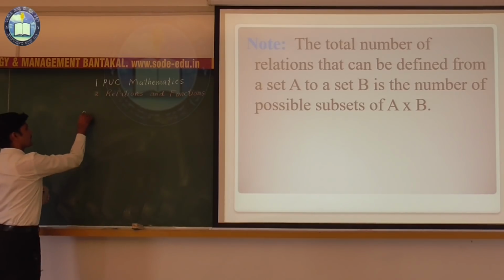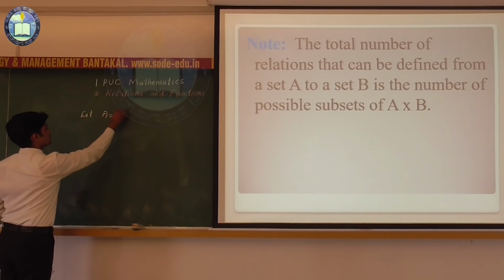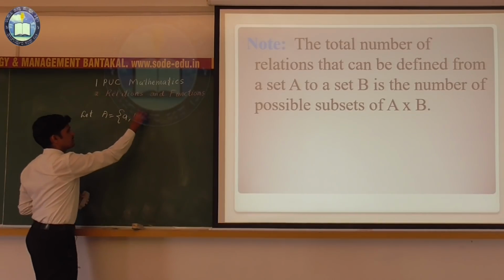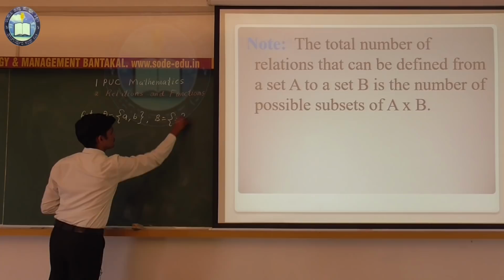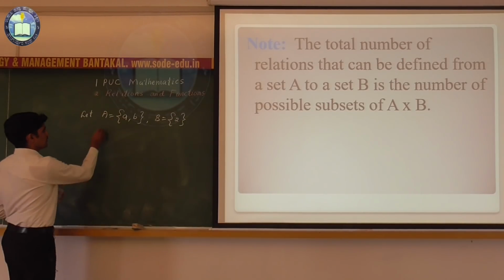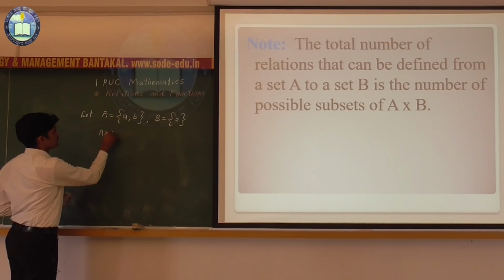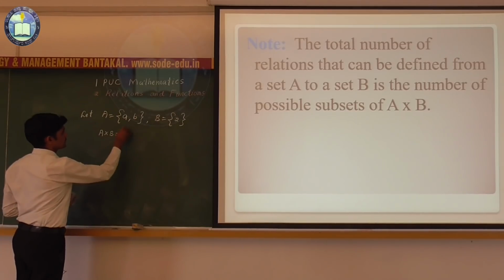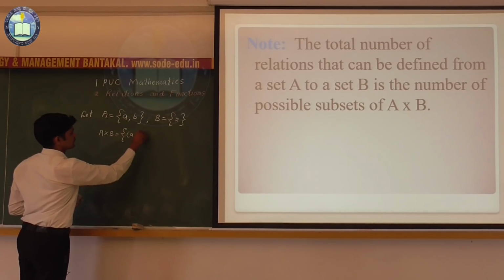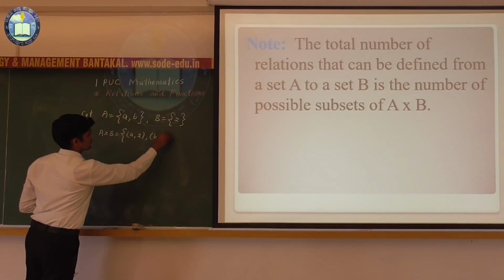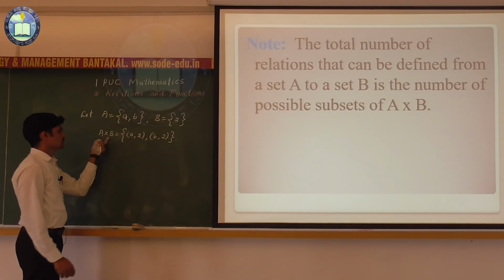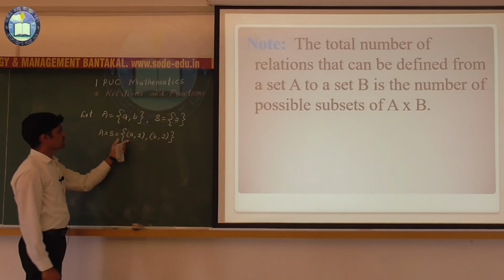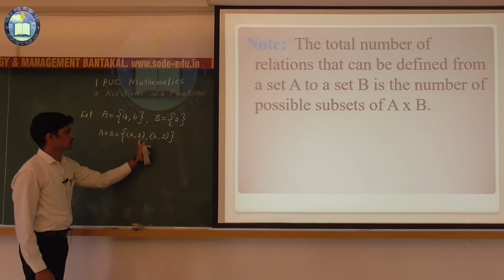For example, let us take A is equal to {a, b}. B is the set containing one element, say 2. Then if you go for A cross B, you will get 2 into 1, that is 2 elements, that is (a, 2) and (b, 2). (a, 2) and (b, 2) are the 2 elements of A cross B. So the number of elements in A cross B is 2 into 1, that is equal to 2.